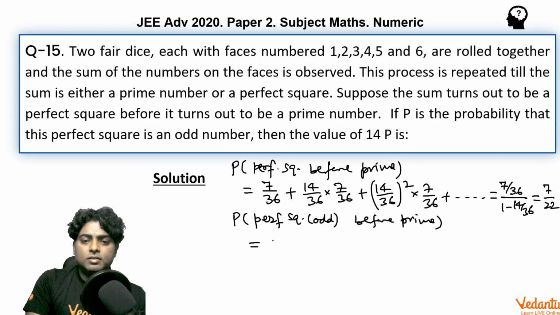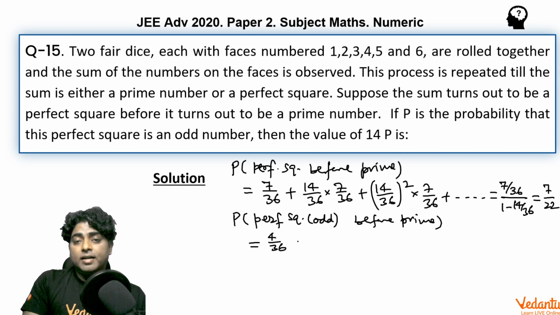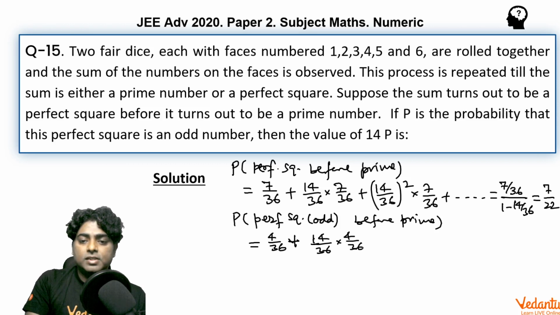So it should be, what was it, 4 upon 36. Odd perfect square means 9, and 9 can come in 4 ways: 3 6, 6 3, 4 5, 5 4, isn't it? Then again writing in the same manner, 14 upon 36, neither a perfect square nor prime for the first throw, and for the second throw we are getting an odd perfect square, that is 4 upon 36.